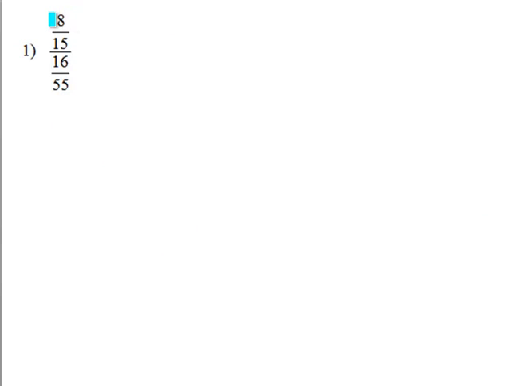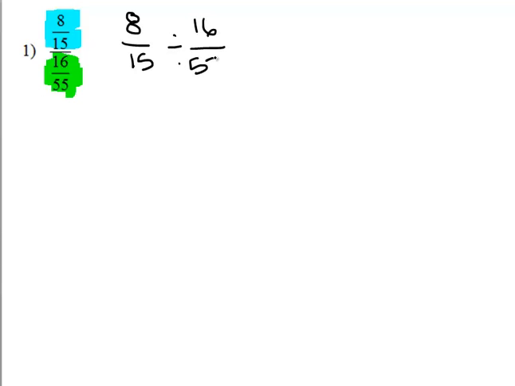So here, let's take a look at this first problem in your packet. That is the numerator and that is the denominator. So of course you'll have 8 over 15 first, divided by 16 over 55. And that's the same as saying 8 over 15, stay, times the reciprocal of that.